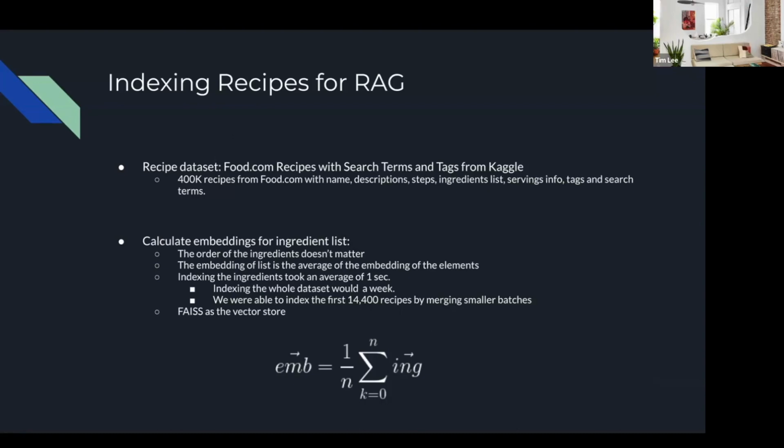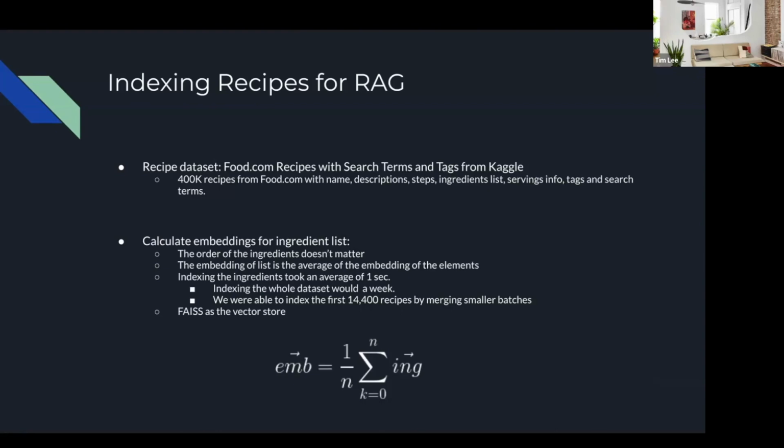But it was good because we already had a couple of interesting things. They had names, descriptions, steps, ingredient lists, serving info. They also have tags and search terms that help us make our RAG a little more semantic than just trying to get chunks and pulling.